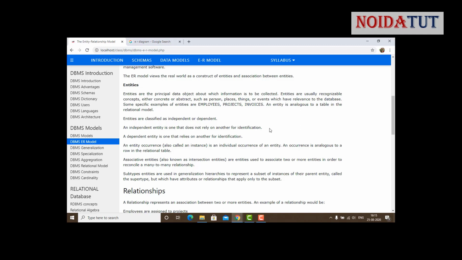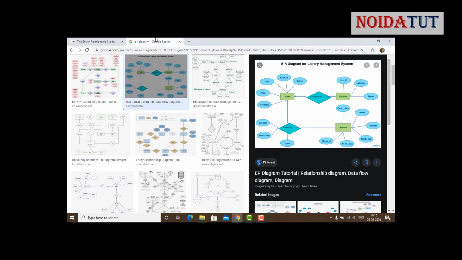So, an entity occurrence is also known as an instance. Now, when we are talking about the instance, a value of a particular entity at the current situation is known as an entity occurrence.